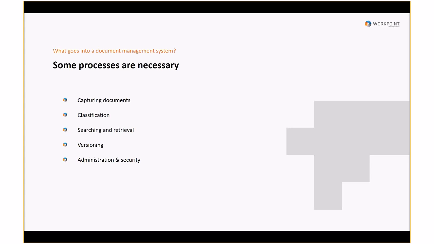And obviously, administration and security. Not everybody needs to see or must see all documents, so there is a need for managing the access, but there's also a need to manage the archiving and the disposal. When is a document going to be a record, a formal record? When is it going to be disposed of?